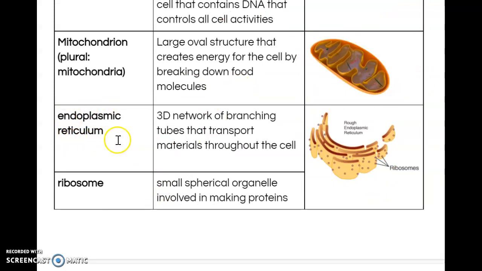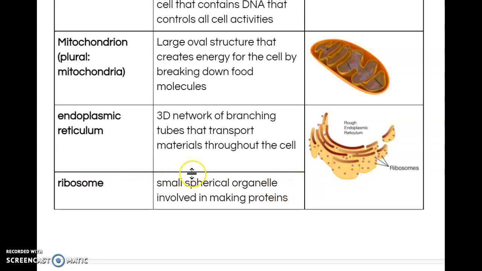What's also found in both plant and animal cells is your endoplasmic reticulum. This is a 3D network of branching tubes that transport material through the cell. Okay, it's like a highway for material and proteins in the cell. Okay, you have a rough endoplasmic reticulum and a smooth endoplasmic reticulum. What makes the rough endoplasmic reticulum rough are these little knobs or nodules, if you want to call them that.